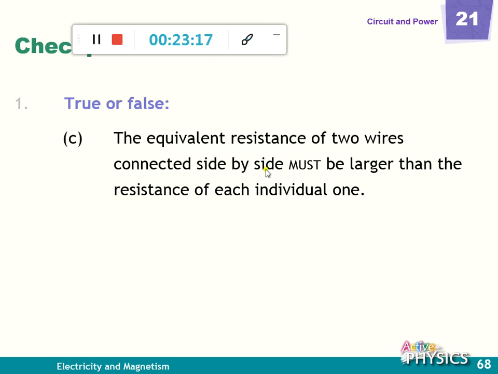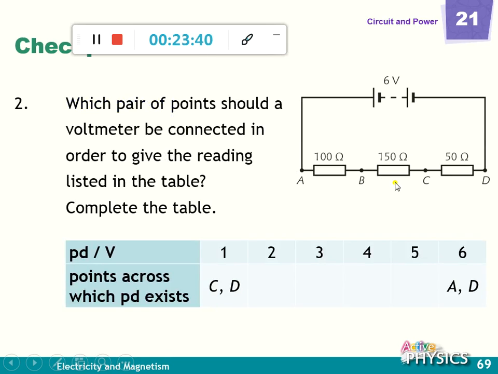Okay. Next one. Part C. The individual resistance of 2 wires connected side by side. Side by side means parallel, so the resistance must be smaller than the resistance of each individual one. Now this one must be larger. This one is wrong. It must be smaller than the individual one.